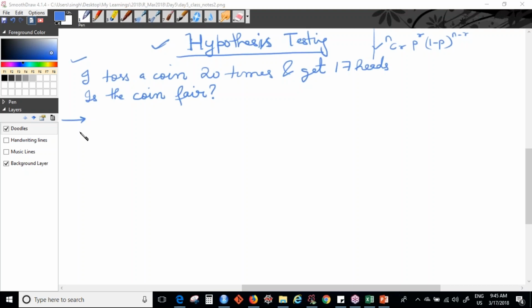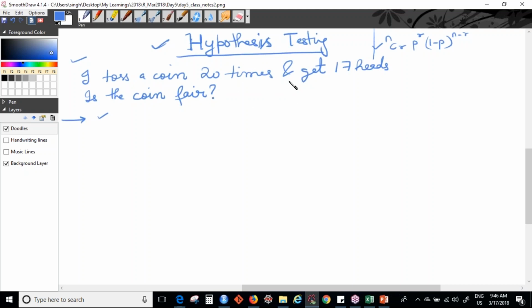But right now you guys know the binomial theorem. So why don't you find the probability? You can calculate the probability exactly. Because this is nothing but a binomial theorem problem, right? 20 times you are tossing, 17 heads you are looking for. So why don't you find the probability of getting 17 heads when you toss a coin 20 times? Okay, we will do that later, but let's start with hypothesis testing.